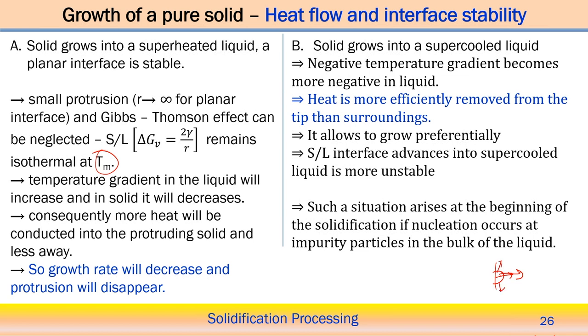So what will happen in that case? It allows growth preferentially. That means in one direction it will grow much more than in other directions. So the solid-liquid interface will grow into the supercooled liquid, which is more unstable. Growth may not be able to sustain one particular direction and becomes more unstable. In that situation it will try to create small lateral solidified zones.